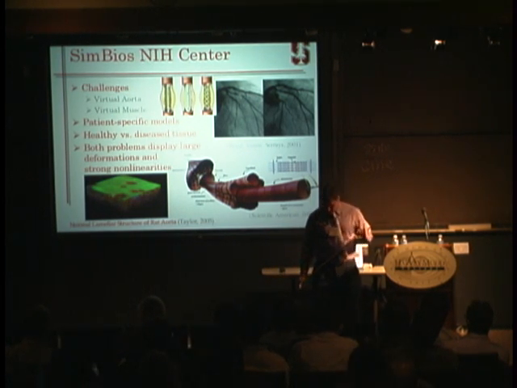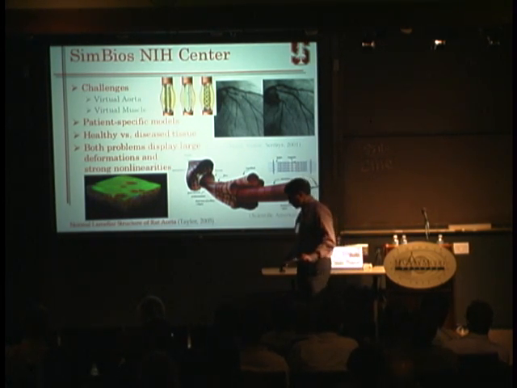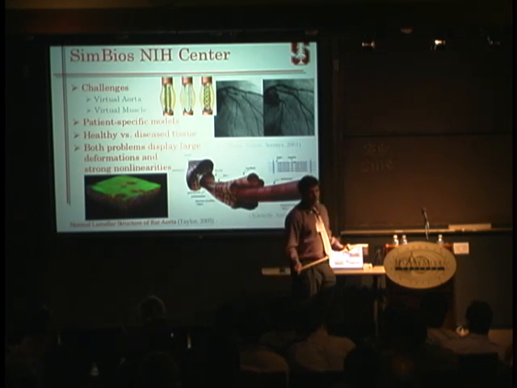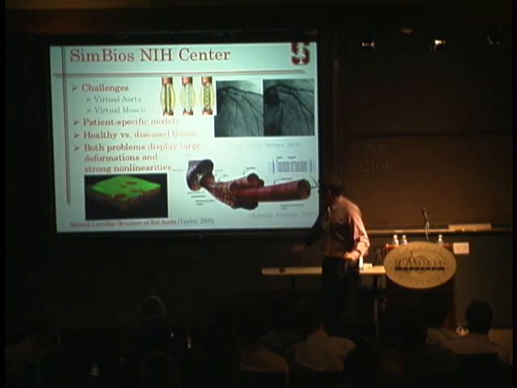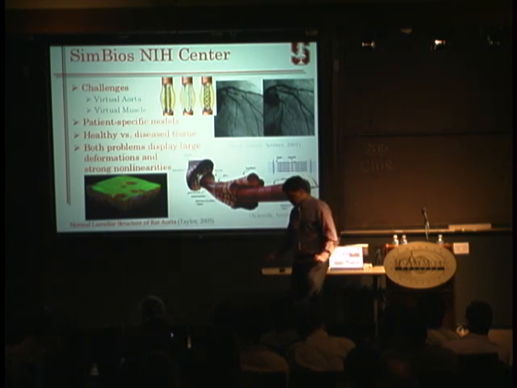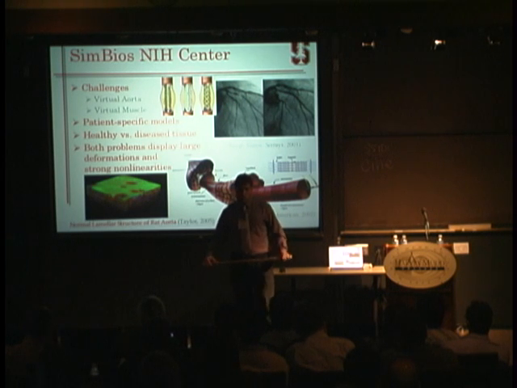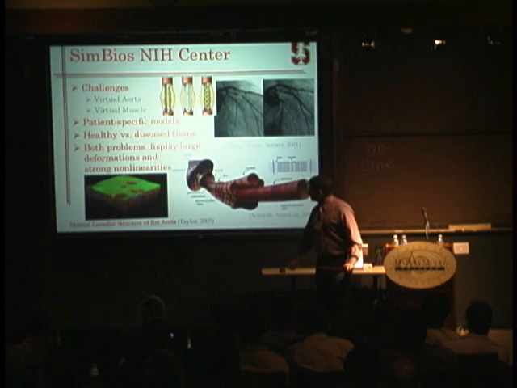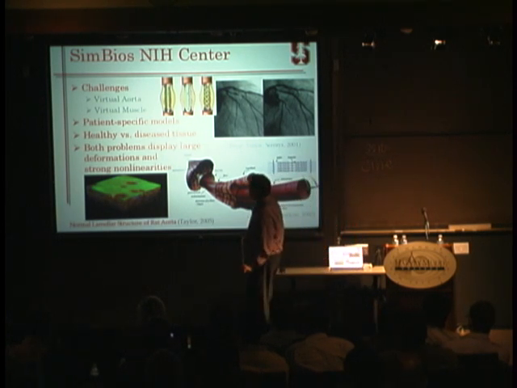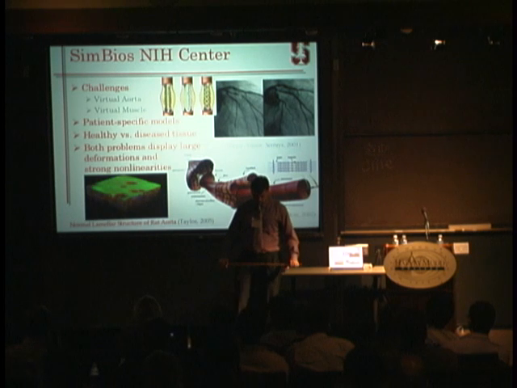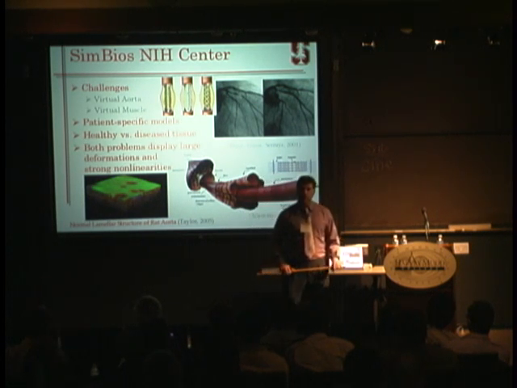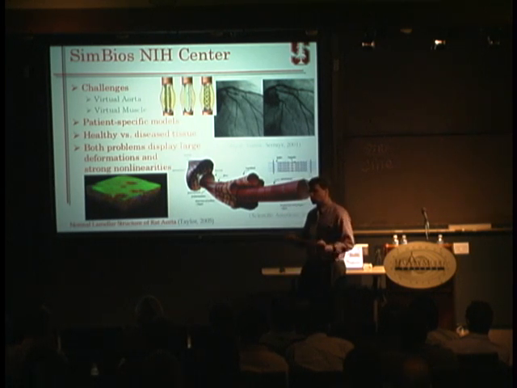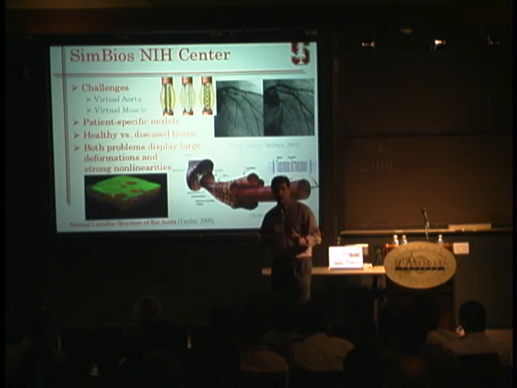So at Stanford, not long ago, we were awarded one of the 4 national centers for biocomputation by the National Institute of Health. This is called SimBios, and our focus is on the physics-based simulation of biological structures. Two of the key challenges we have are the construction of a virtual aorta and a virtual muscle. And the 2 requirements that we would like to have are that they should be patient-specific, and they should be able to model both healthy and diseased tissue.